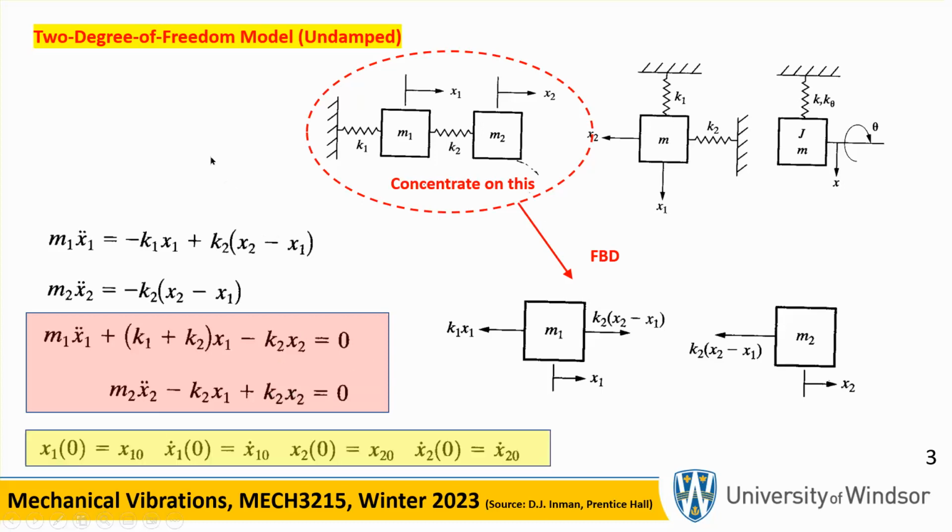These are coupled equations. Now, of course, to solve a differential equation, you need initial conditions. And in this case, you need 4 initial conditions. In other words, tell me where the mass m1 is and what its velocity is at time t equal to 0. Tell me where the mass m2 is and its velocity at time t equal to 0. You need 4 conditions to solve these differential equations.